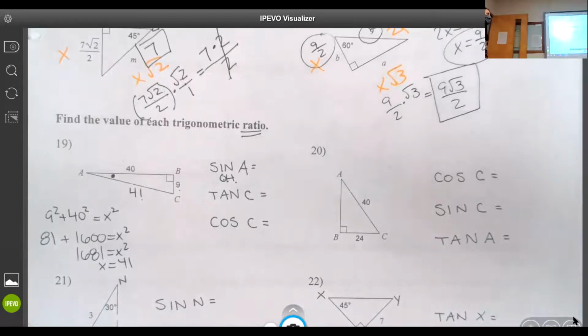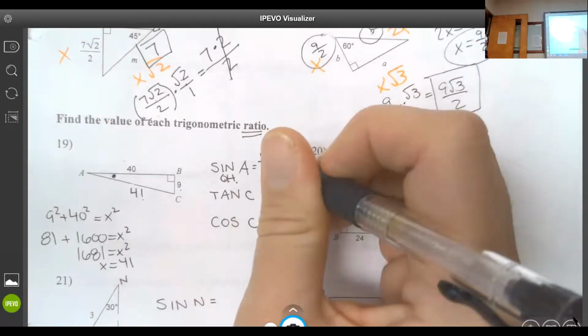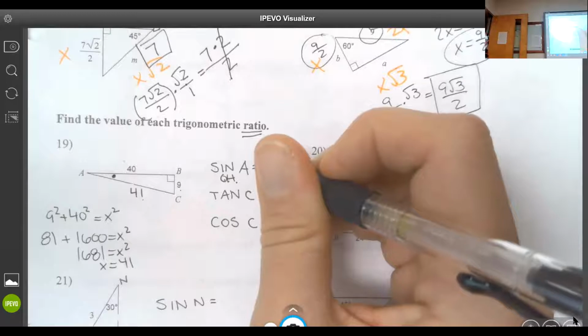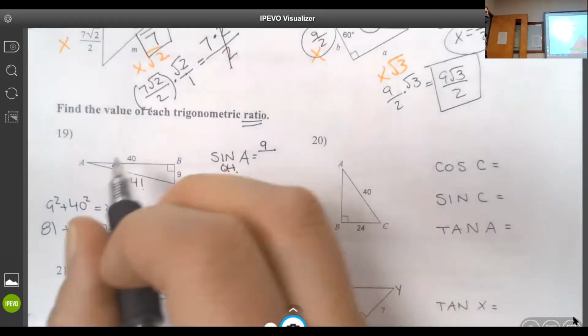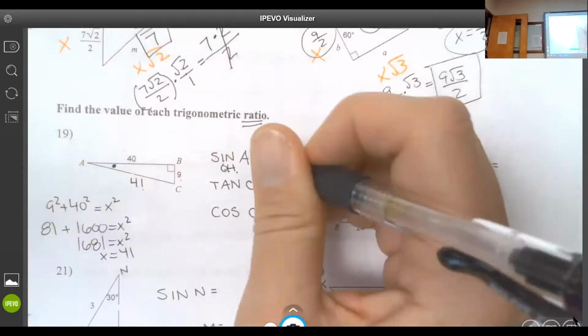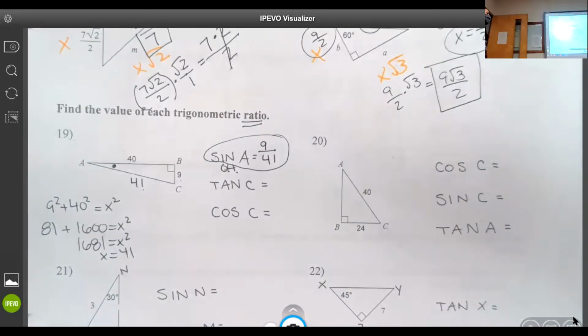Now that I have that side, what is the sine of A? What over what? We said the opposite is 9. Now we know the hypotenuse is 41. We can solve for it. Can I reduce 9 over 41? No. Okay, so there's my sine of A.